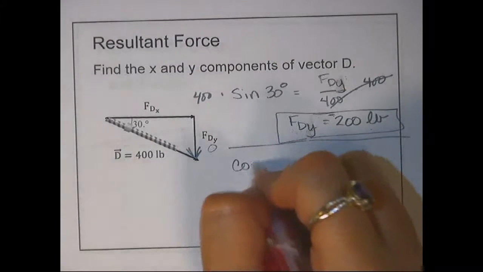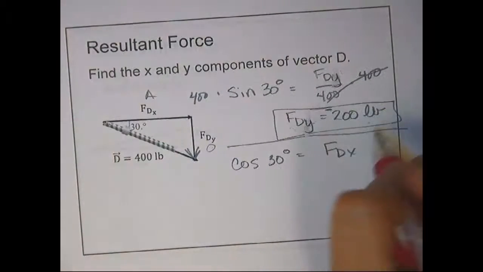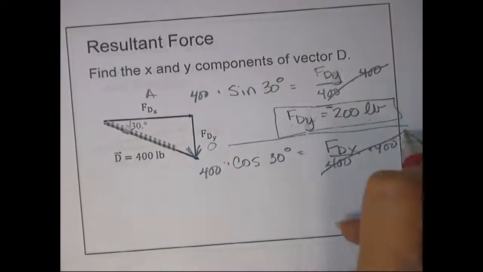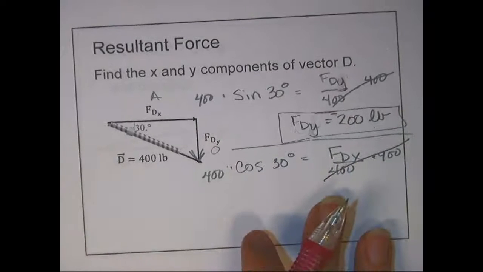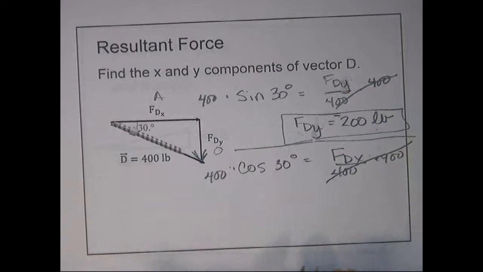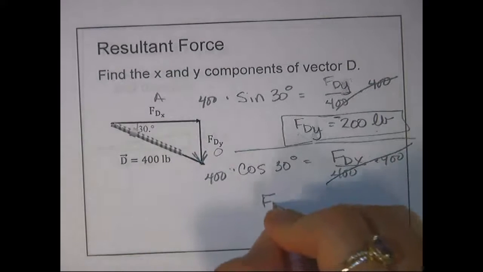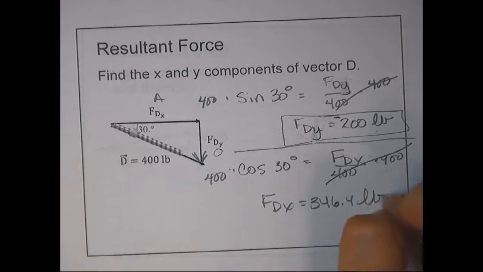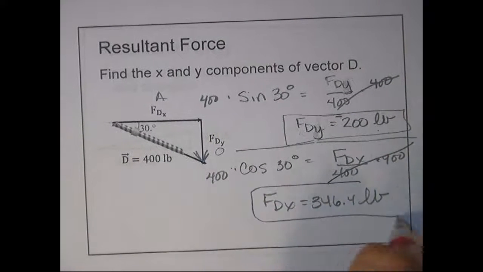All right, now let's do the other one. Cosine 30 equals FDX, which is the adjacent, over 400. Multiply. Cross it out. Plug this in your calculator. Notice that each time I'm writing this out, you should be writing this down every time. If you don't write this down, when we later get to more complicated problems, you're going to get stuck. Write this down every time, even though we're plugging in our calculator. This is what I got on my calculator, pounds. And is that one in the positive direction? Let's check. Yes, that's positive because it's going to the right.